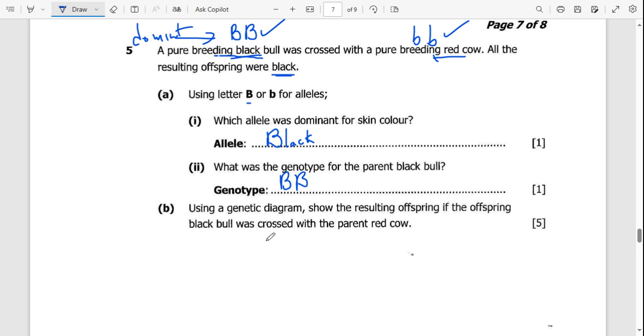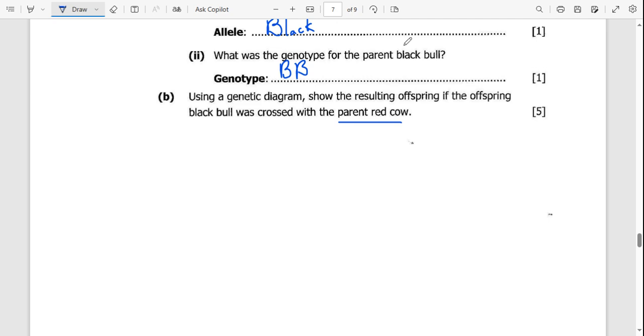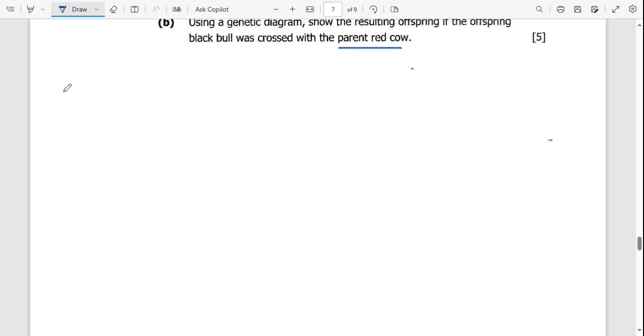Using the genetic diagram, show the resulting offspring if the offspring black bull was crossed with a parent red cow. Remember, the parent red is bb. But the offspring, we've been told that we cross this pure breeding and this pure breeding. All the offspring are going to have one capital and one small. Okay, so now we want to use this offspring and the mother. We'll see what we'll be able to produce. So first, the parent phenotype.